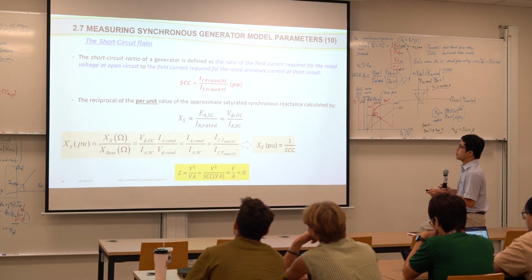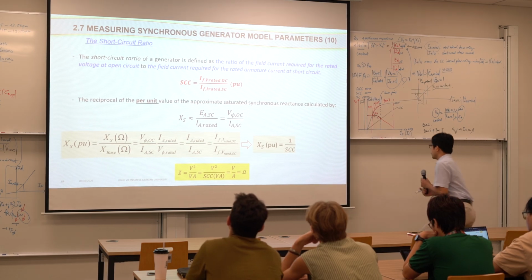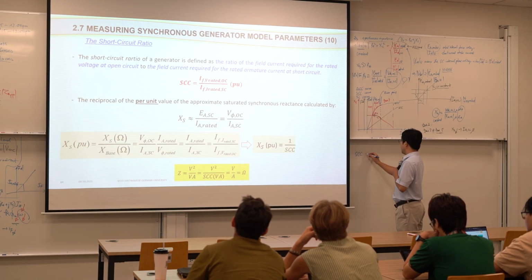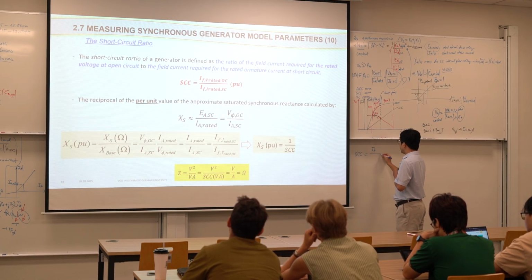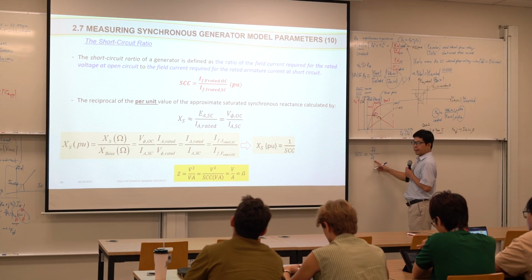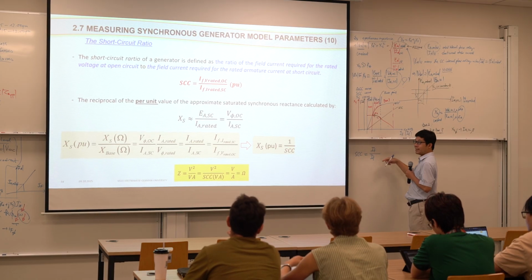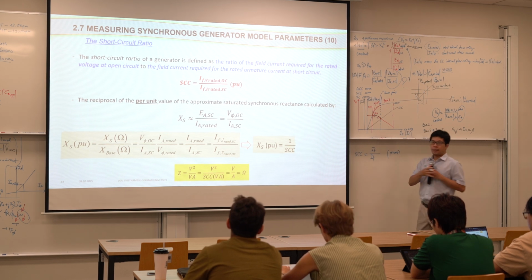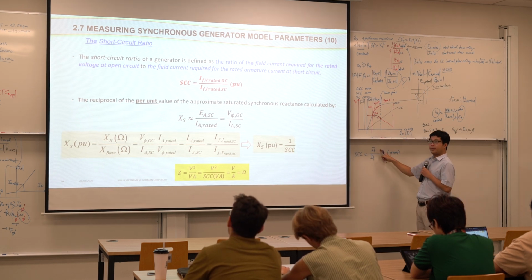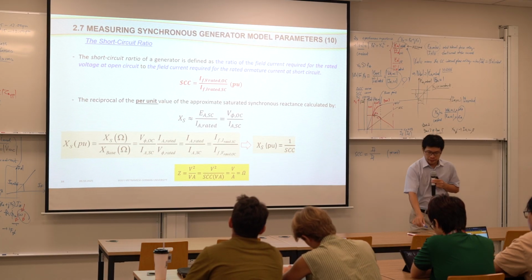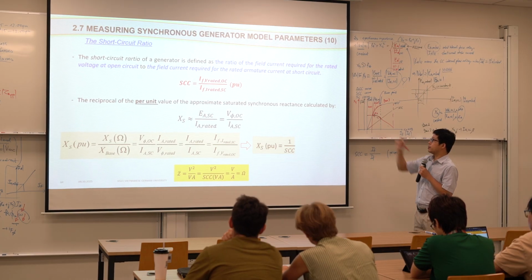This one is the short circuit ratio. Short circuit ratio is IF over IF, right? This is ampere, this is ampere, so that means we delete the unit. So we say per unit. Per unit means no unit, because this is ampere over ampere. So they define the short circuit ratio.